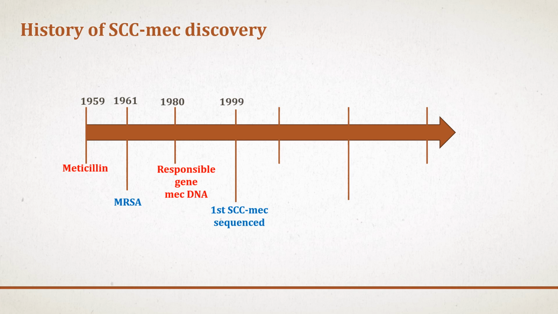In 1999, the first SCC was sequenced. In 2001, SCCs were first classified as SCC1, SCC2. And in 2009, an International Working Group on SCCs was founded. They are responsible for monitoring and classifying different SCCs. And now we have 15 well-established, well-known staphylococcal chromosomal cassettes.